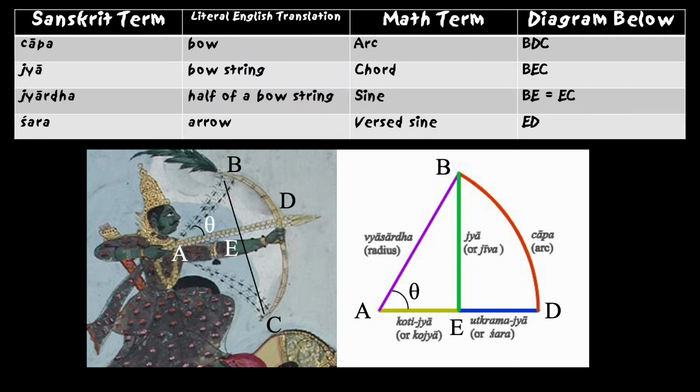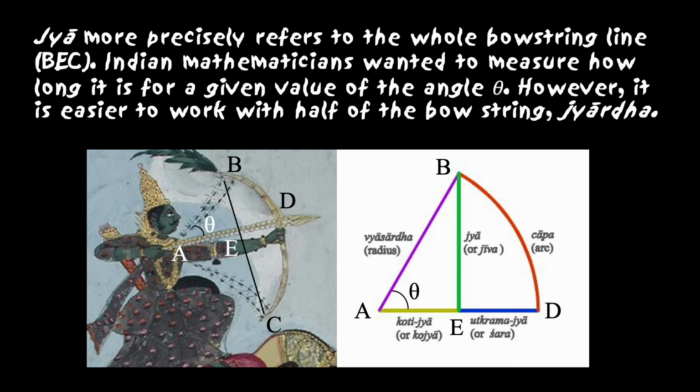Here is the specific terminology they used. Jya specifically refers to the chord, or the whole bowstring, from B through E down to C. Jyarda specifically refers to half of this, or the opposite side to the angle theta, BE. And of course, this, when divided by Vyasarda, or the radius, BA, gives the sine.